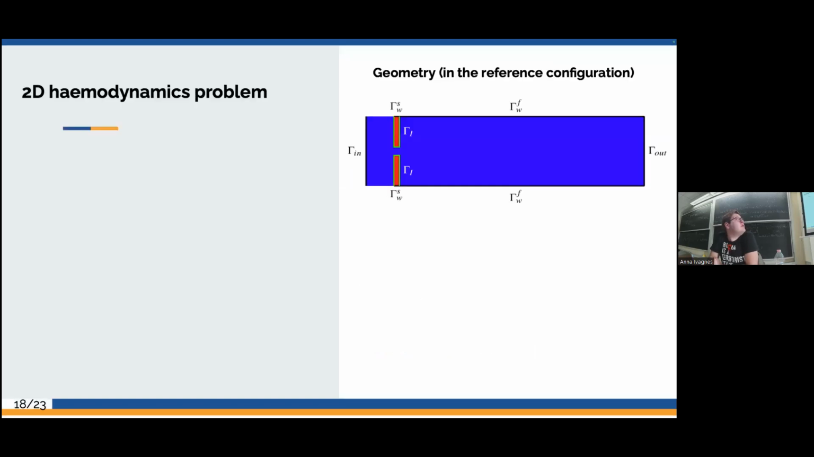Now we can move to the numerical results, and here I will introduce a 2D hemodynamic problem. We consider the following geometry in the reference configuration. In blue we have the fluid domain, in red the structure domain, and in green our fluid structure interface.